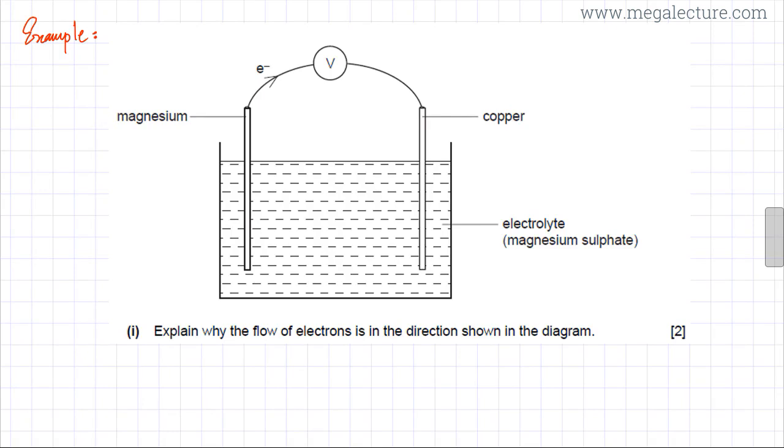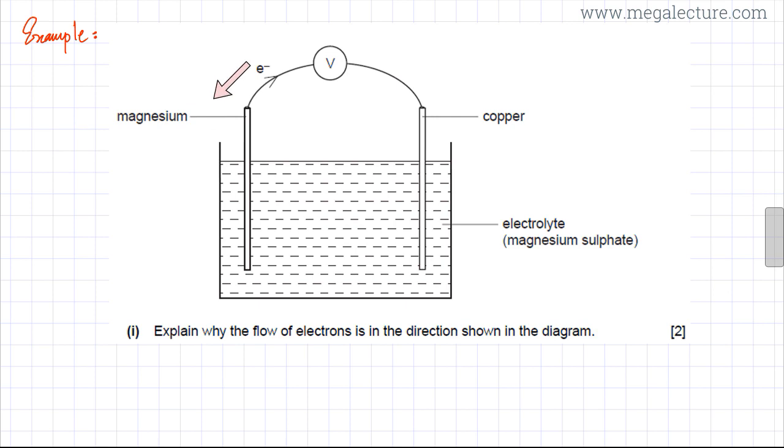Here's another example question. Again, there's an electrochemical cell drawn where you have magnesium metal connected to a copper metal, and there's an electrolyte present, magnesium sulfate, which should probably be in an aqueous, dissociated state, and there are electrons flowing. The question is, explain why the flow of electrons is in the direction shown in the diagram.